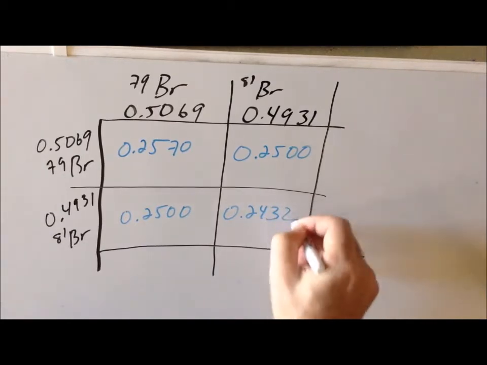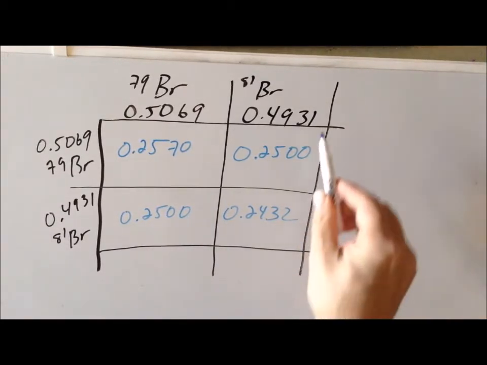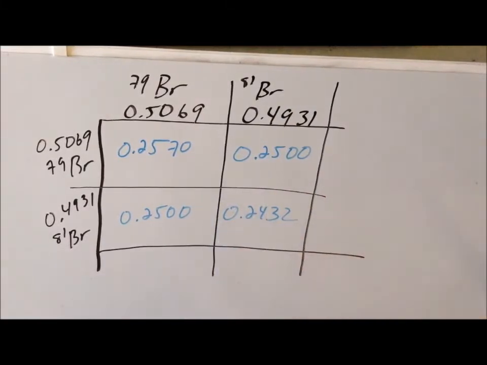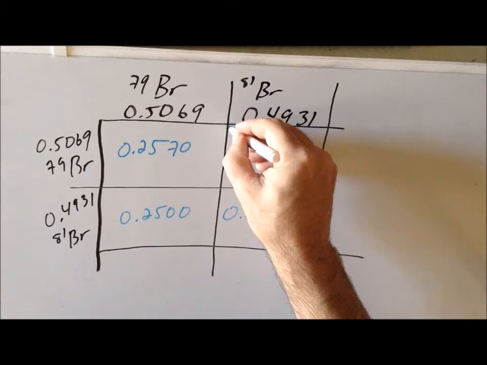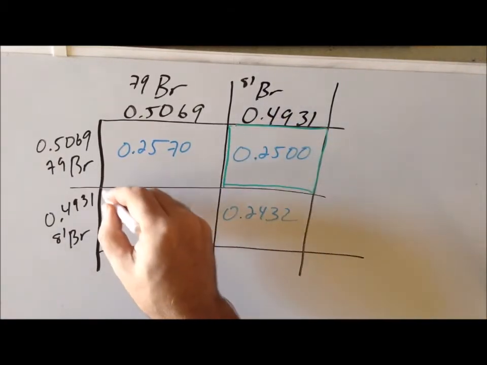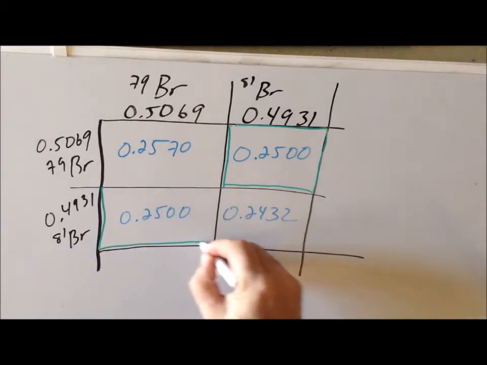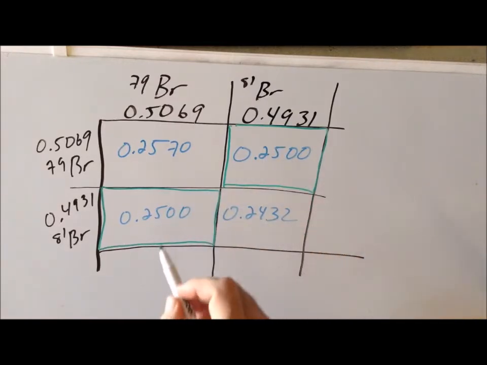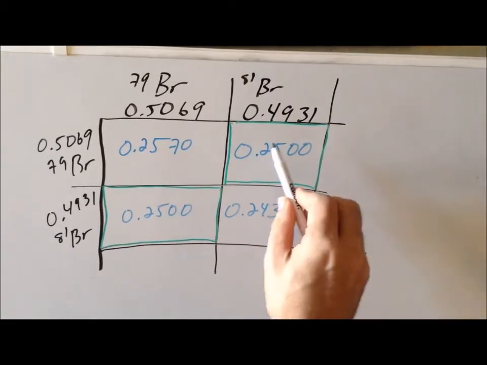So what I've done here is just to multiply the value for the column times the value for the row, and then we put that in a box. The only thing we have to keep track of is, recall, that this box here and this box here correspond to the heterozygous situation. So these both correspond to one bromine 79 and one bromine 81, so that when we're assessing the overall probabilities, we have to make sure that we add these two boxes together.